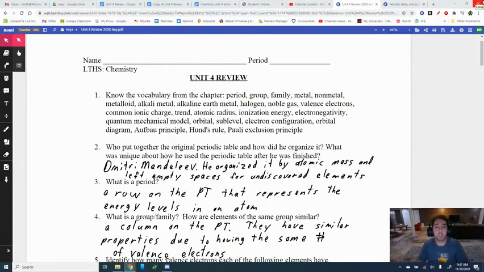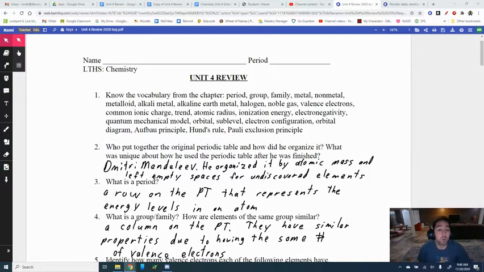Okay, so we are going to talk about the review for this unit. Now, first off, the vocabulary. I'm not going to go through every single one of these vocabulary words because most of them I'm going to go through in that review anyway. But this is all the stuff that you should know about in this unit.